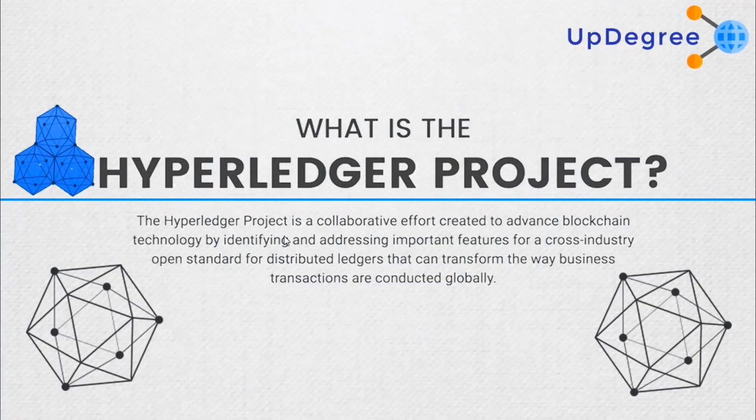So the third one is Hyperledger. Both Bitcoin and Ethereum are permissionless. That means they are public blockchains. Whereas Hyperledger is a permissioned blockchain. That means it is a private blockchain, kind of a private blockchain.